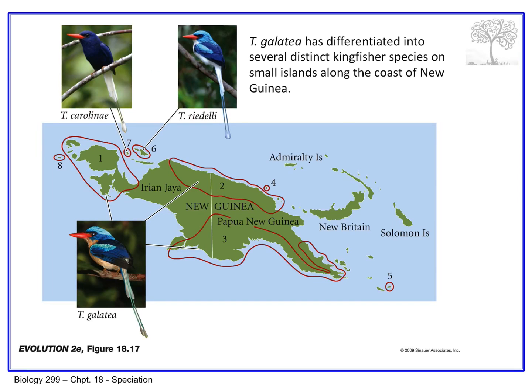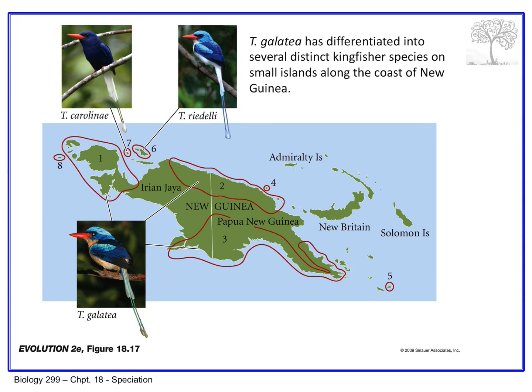Well, small islands. So this is the island of New Guinea in Southeast Asia, or actually just north of Australia. And what you see is that we have various species of kingfishers. So here you see T. galatea, T. carolinae, and T. riadelii. Now, some of these have fairly large distributions, as you can see, but some of them are also found on these very, very small islands.